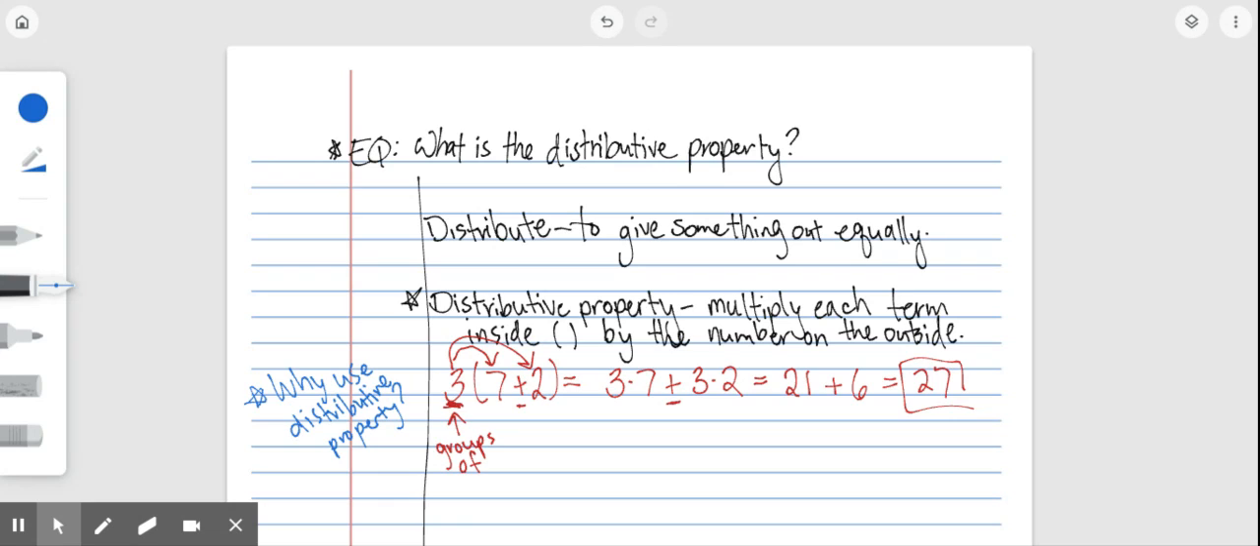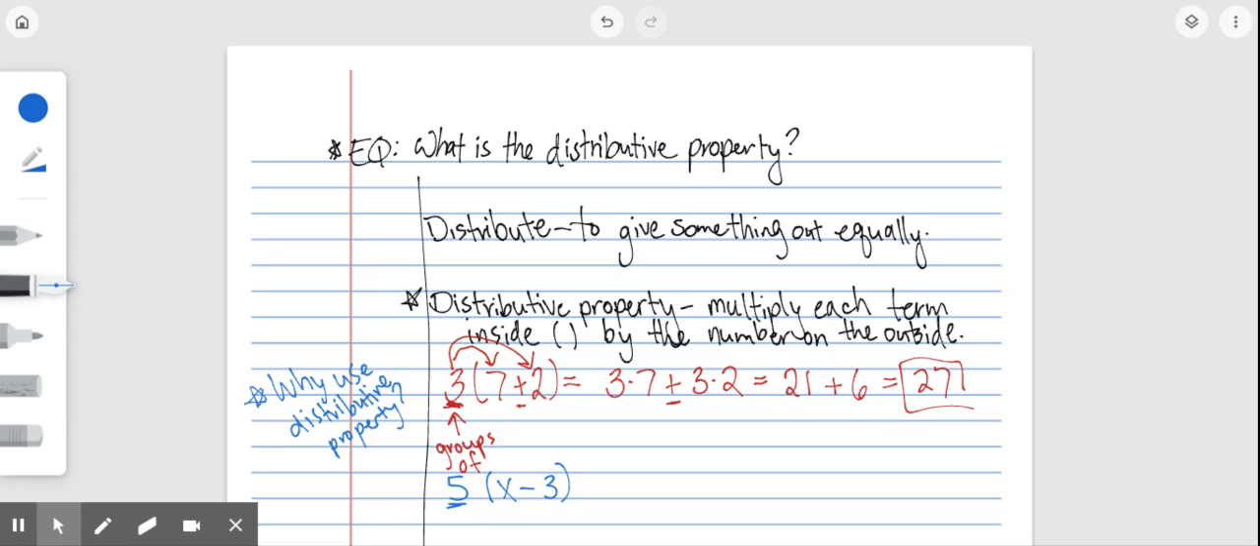So here's an example with a variable. Let's say we've got 5 on the outside, or 5 groups of x minus 3. A few things about this one. Just like on the last one, there's a number on the outside. This tells you the number of groups of. But notice it doesn't have a multiplication sign next to the parentheses.